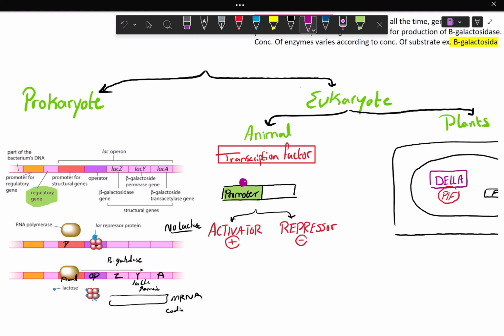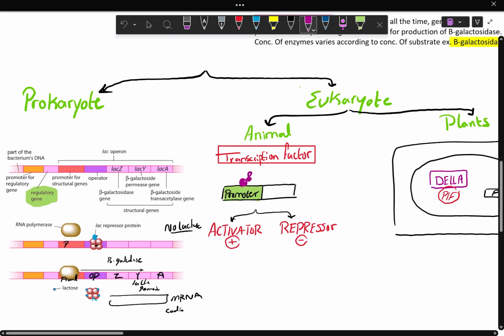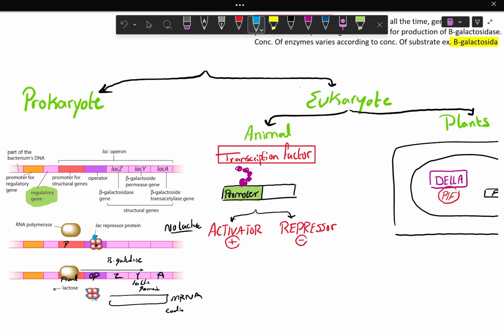It depends on the function. So they bind on the promoter, which is on the DNA, and then multiple ones bind, forming a kind of complex. This complex allows the RNA polymerase to bind to them, and now it's able to move on the gene and transcribe it. So this is how the gene gets switched on. To get switched off, obviously it then prevents the RNA polymerase from moving, so now it's switched off.